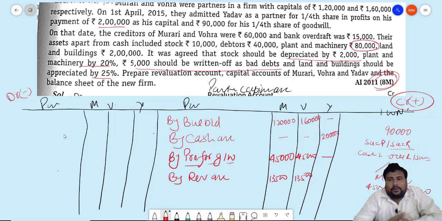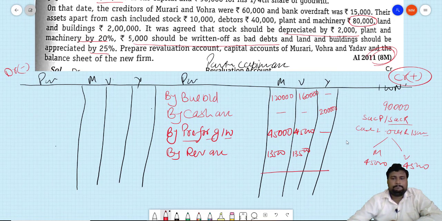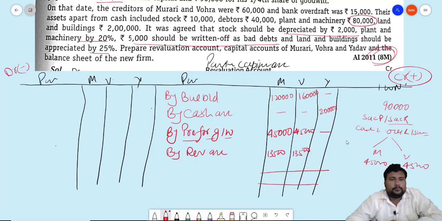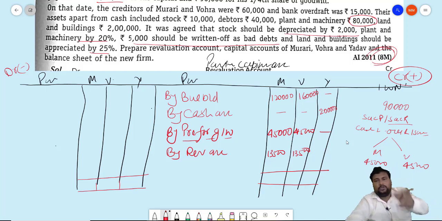So now guys, what we will do is find out the balances of Murli, Vora and Yadav. Find out the balance and tell me in the comment box what the total of these 3 persons is. Lines are not straight, no issue. In the next question, we will use the scale and make the lines very straight at 90 and 180 degrees only. Okay, find out.